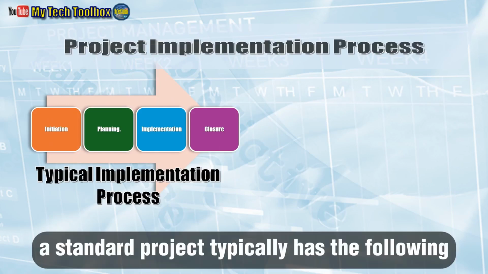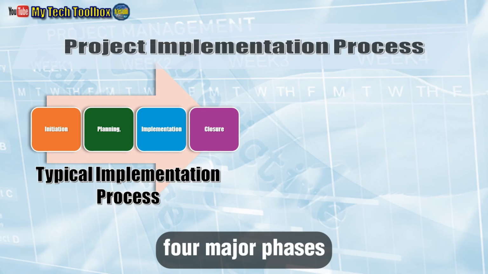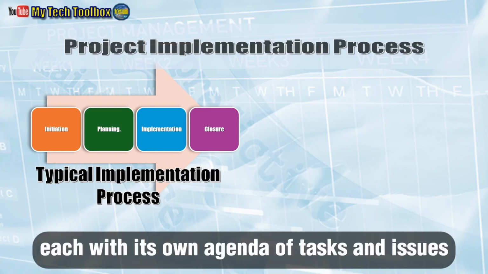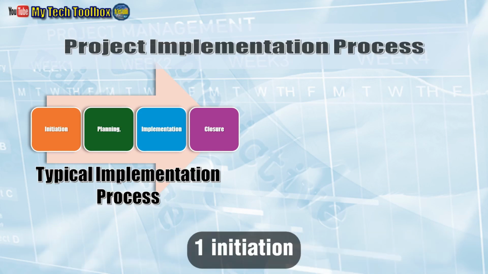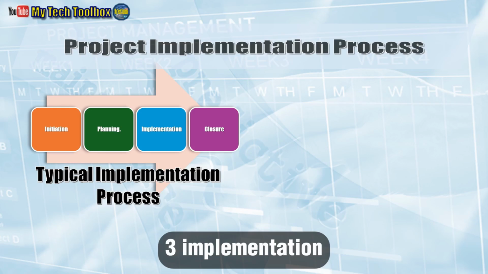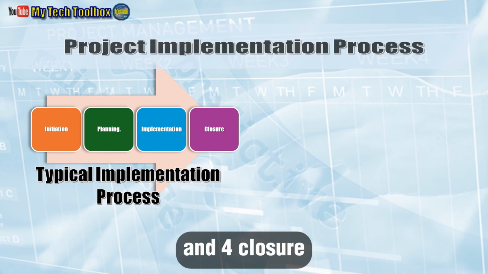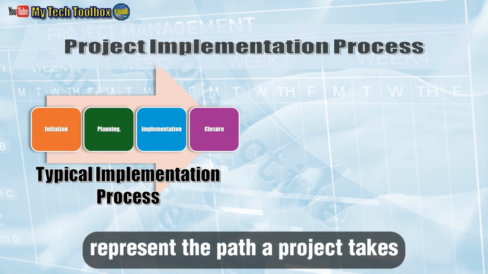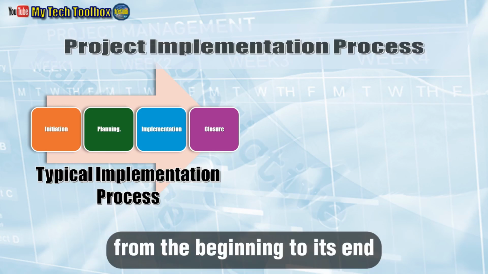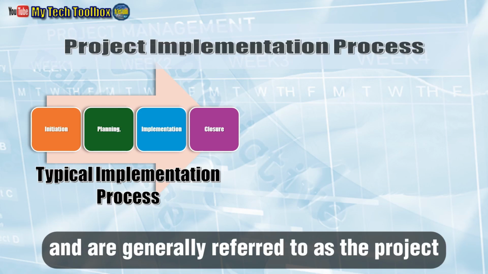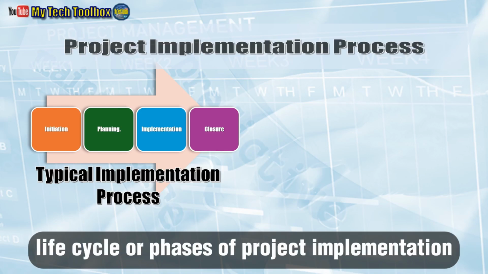A standard project typically has the following 4 major phases, each with its own agenda of tasks and issues. 1. Initiation, 2. Planning, 3. Implementation, and 4. Closure. Taken together, these phases represent the path a project takes from the beginning to its end and are generally referred to as the project life cycle or phases of project implementation.